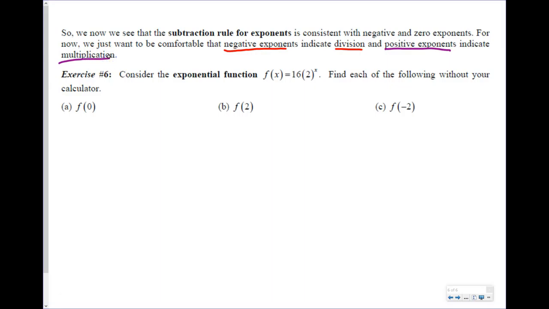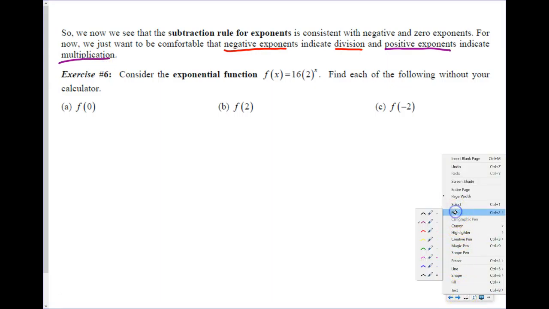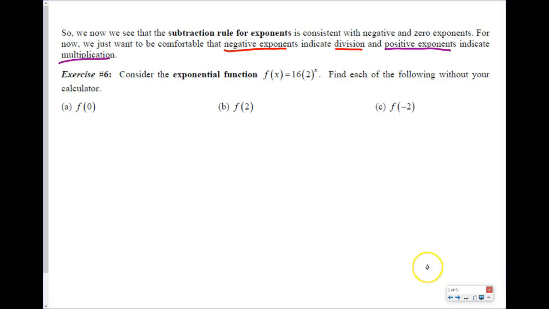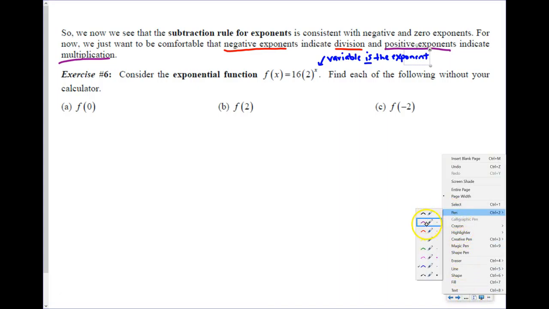So exercise 6, consider this function. F of x equals 16 to the 2x. Now this looks weird because look at where the variable is. The variable is the exponent. We haven't worked with these yet this year, so this should be very new to us. It might be something you saw in middle school, but as far as my classes are concerned, this is a new concept where x becomes the exponent. So we're not going to use our calculator and try to use our rules to simplify this problem.